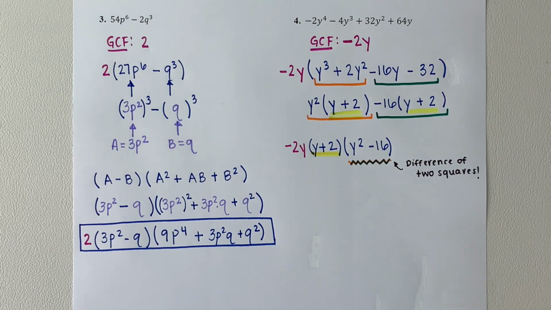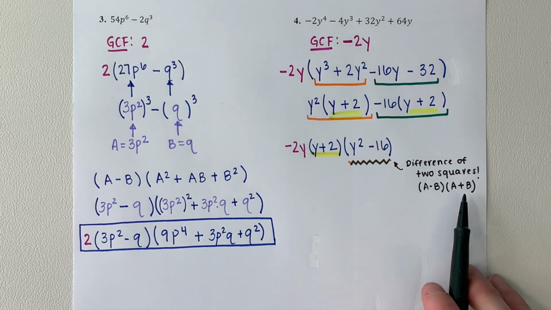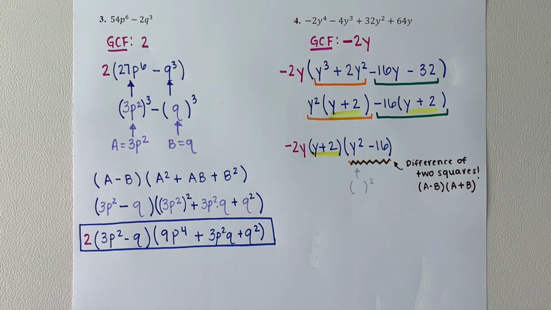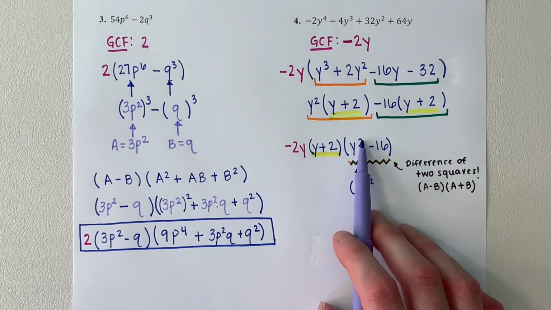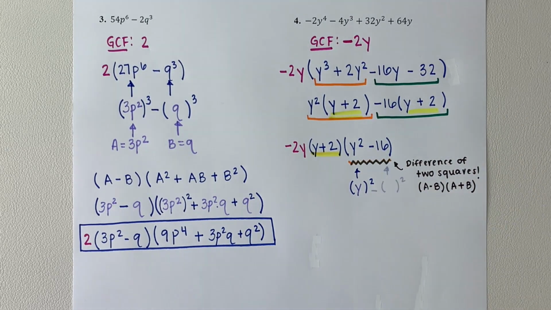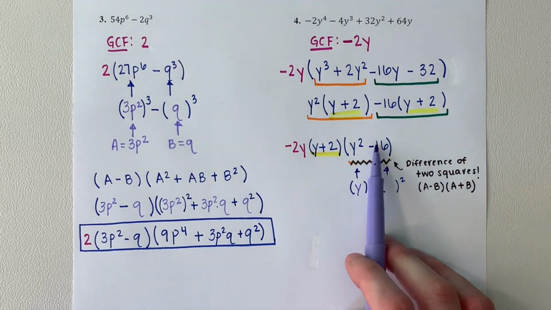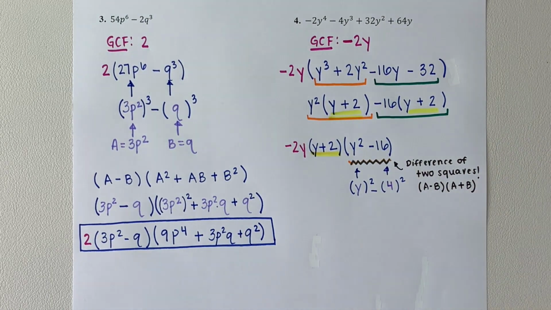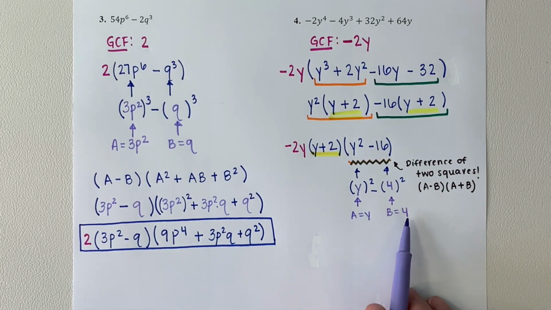The formula for the difference of 2 squares is a minus b times a plus b. So we have to find our a and our b and plug it into this formula. To find a, we need to write this first term as some quantity squared. y squared can be written as y squared. To find b, we need to rewrite 16 as some quantity squared. 16 can be written as 4 squared. So a is y and b is 4.